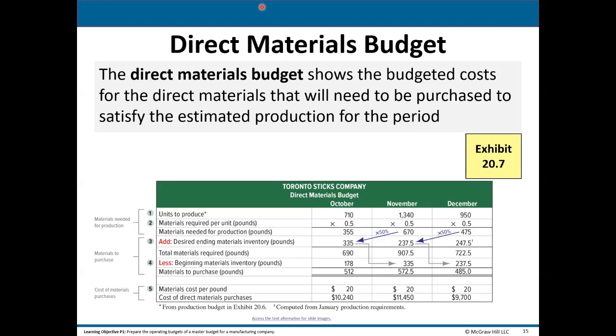So now the final step is we need to translate it all to dollars, right? So we enter the materials cost, and the materials cost is $20 per pound. So when we compute the cost of direct material purchases as 10,240, and that's just the 512 pounds of wood times the $20 cost per pound.